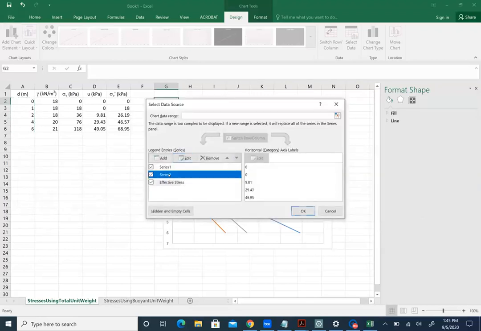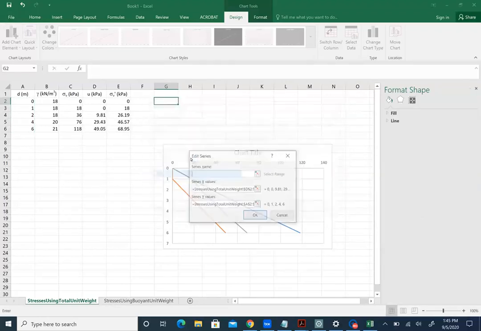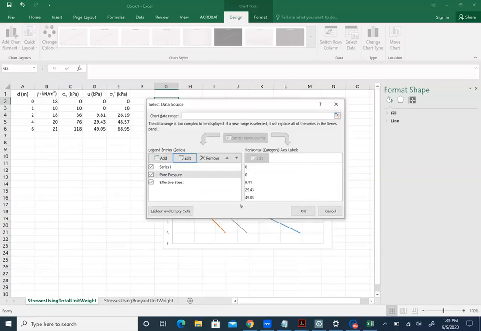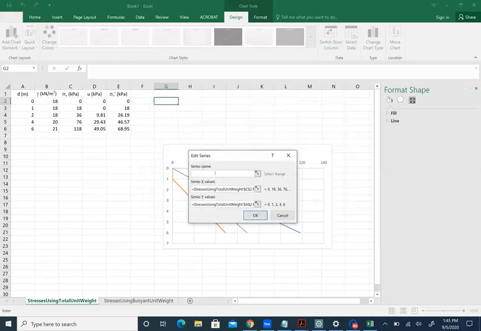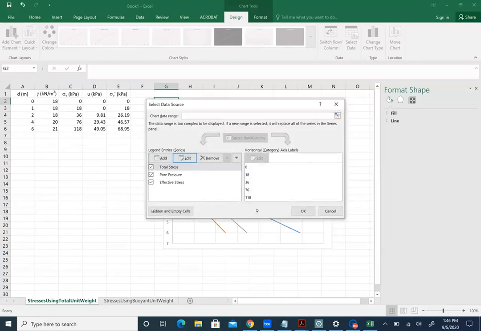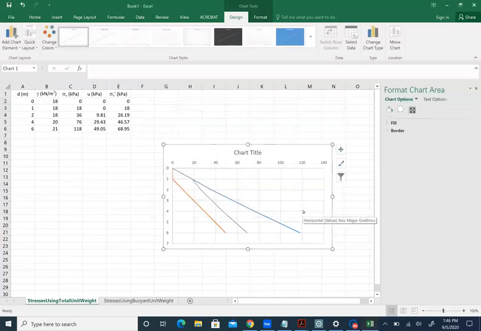Okay. And then maybe I'll edit this one to be pore pressure. By pore pressure, what we refer to is just the water pressure in the pore space of the soil. So it's in between the soil particles. Then this one is going to be total stress. Then if we really want to do this the right way, we need to add some labels.